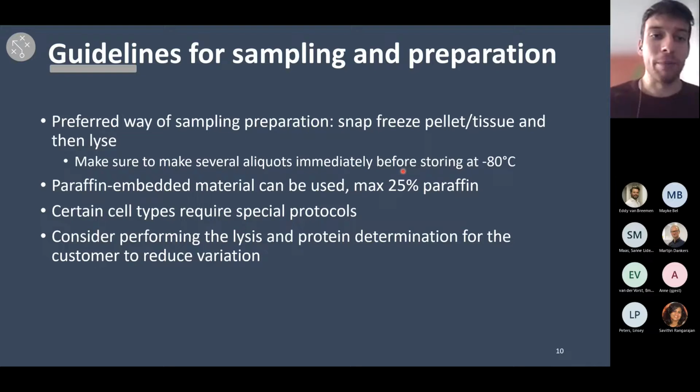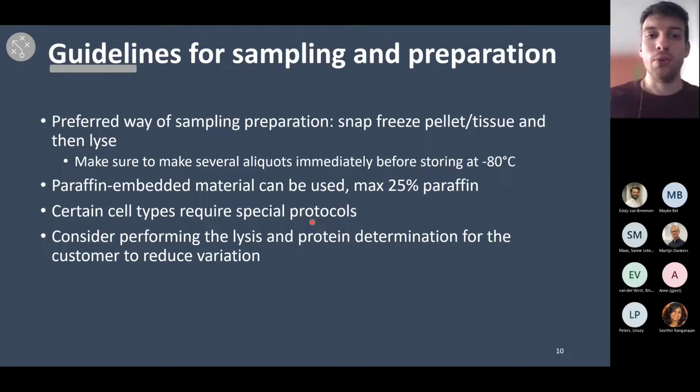We can use paraffin embedded material as well, but be sure to use a maximum of 25% paraffin. A higher paraffin content will interfere with the assay, unfortunately. And do note that for certain cell types, you also require special protocols. A very good case for this is the PBMC fraction from whole blood, so peripheral blood mononuclear cells, because the way that we perform lysis is a little bit different than we do for cell pellets. We have a special protocol in this case that's available from the resource, the PS12 resource page, if you haven't seen that.